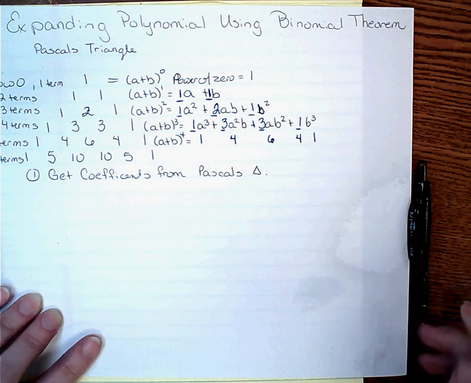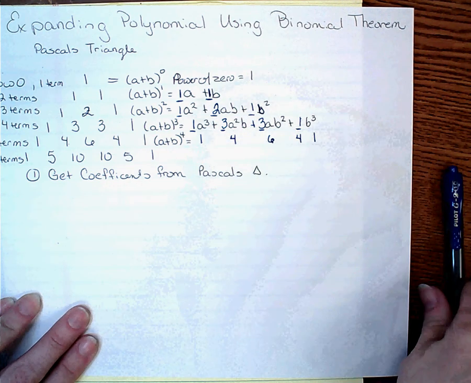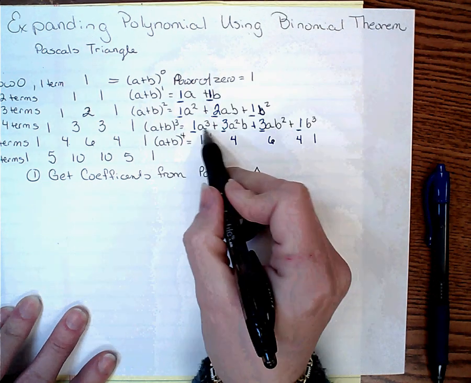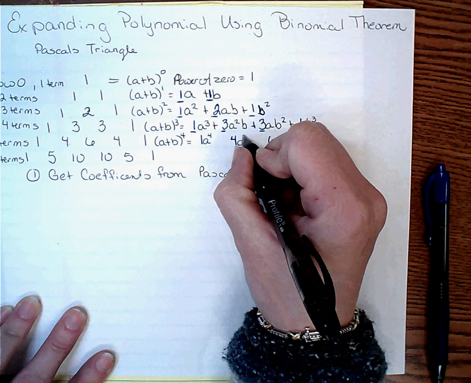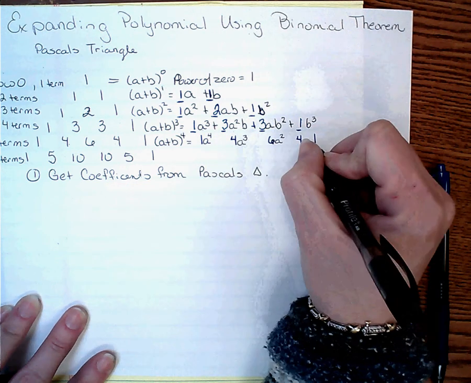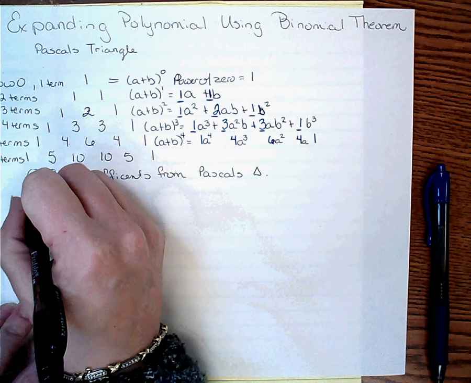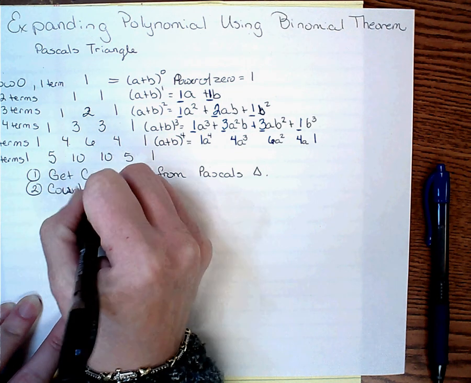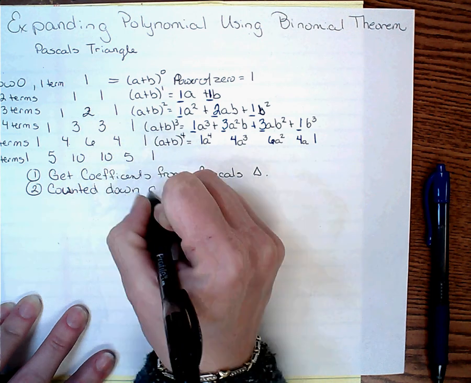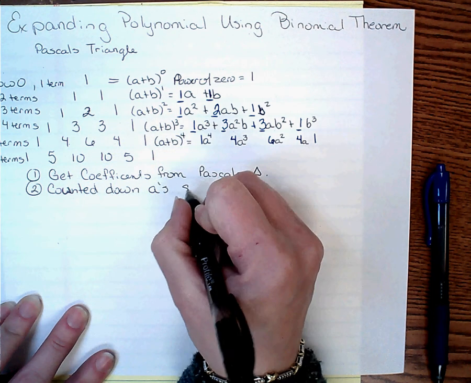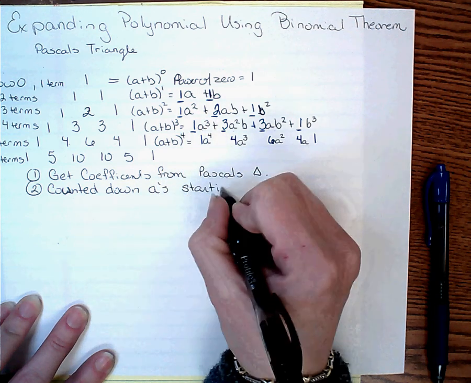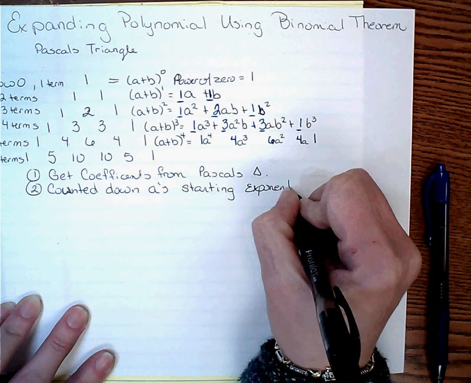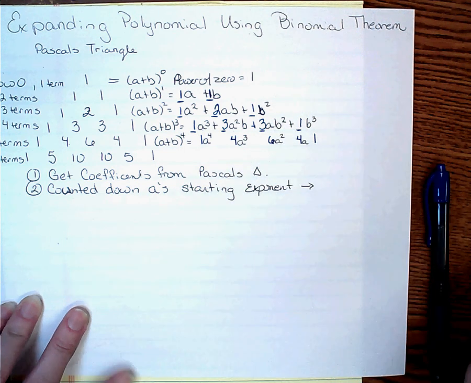Okay, then this is going to be a to the 4th because it's the 4th power. My a's are going to decrease, so this is going to be a to the 3rd, a squared, and 1a. So what I did was I counted down my a's starting with my exponent. So we went that direction with our a's.